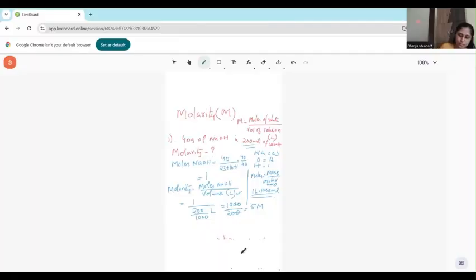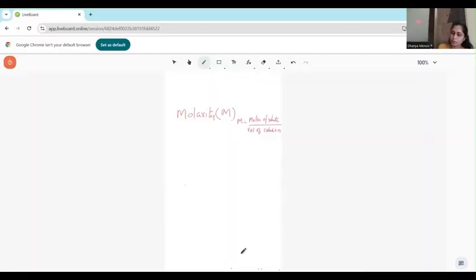Now one more question. You need to find the molarity of 9.8 grams of sulfuric acid. Hydrogen is 1, sulfur is 32, oxygen is 16, in 500 ml of solution. So these are just basic direct questions just to make you acquainted with the formula.